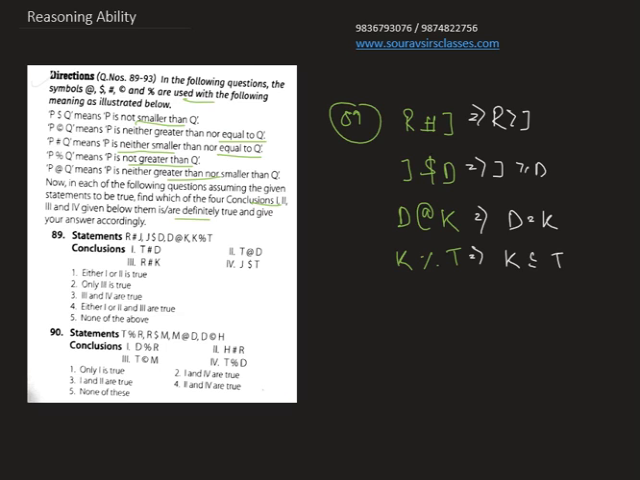Therefore, from these statements we can conclude that R is strictly greater than J, greater than or equal to D, and this is equal to K, which is less than or equal to T. Okay, now let's see the conclusions.